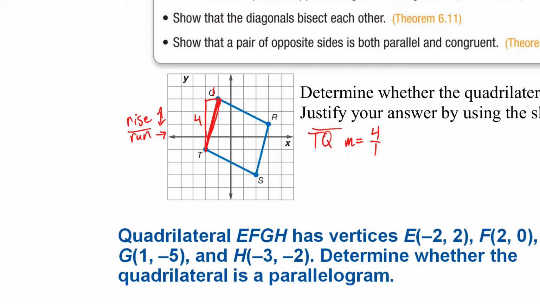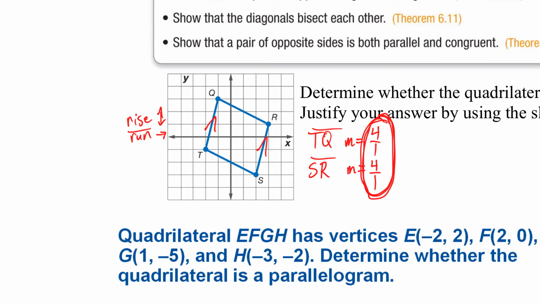Now I want to check the slope of this side that looks like it's parallel to it. So SR, what's the slope of SR? It's up 4/1, the same thing. So are these two sides parallel to each other? Yes, they have the same slope. So now I can put these little arrowheads on here. I can say that this side is parallel to this side because they have the same slope.